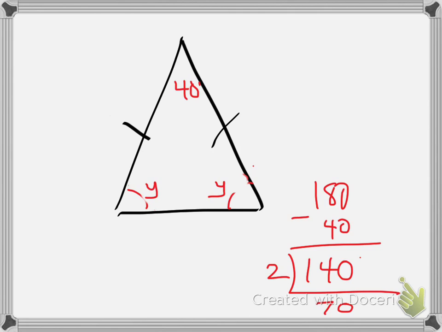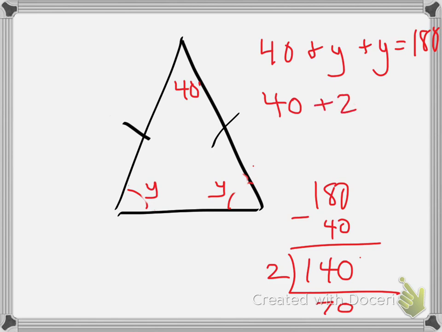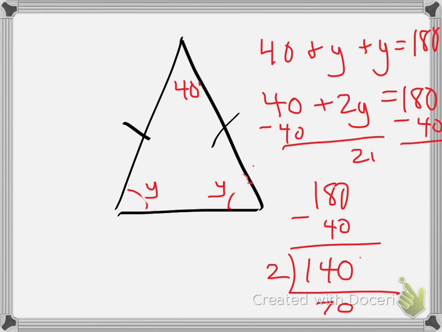So we know all the angles of the triangle add up to 180. So we can say the 40 plus the y plus the other y has to equal 180 if I add them all up. 1y plus another y is 2y's. Minus 40 on both sides. So 2y equals 140, and then divide both sides by 2, and we figure out that y is 70. So both ways are great. Use the way that seems to make the most sense to you.